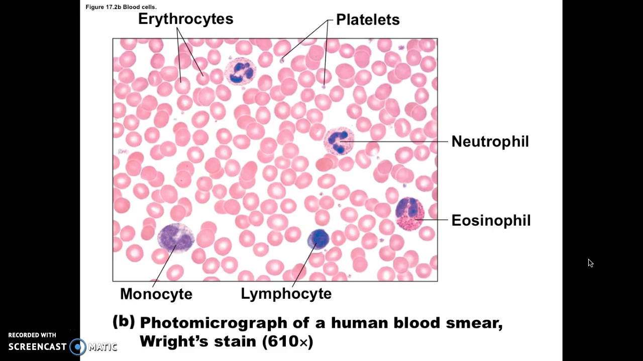We will also be seeing slides like these in lab. This is a blood smear. There are lots of red blood cells. Also, we can see different white blood cells, which are the neutrophils, eosinophils, lymphocytes, and monocytes. And you can see the small cell fragments called platelets.